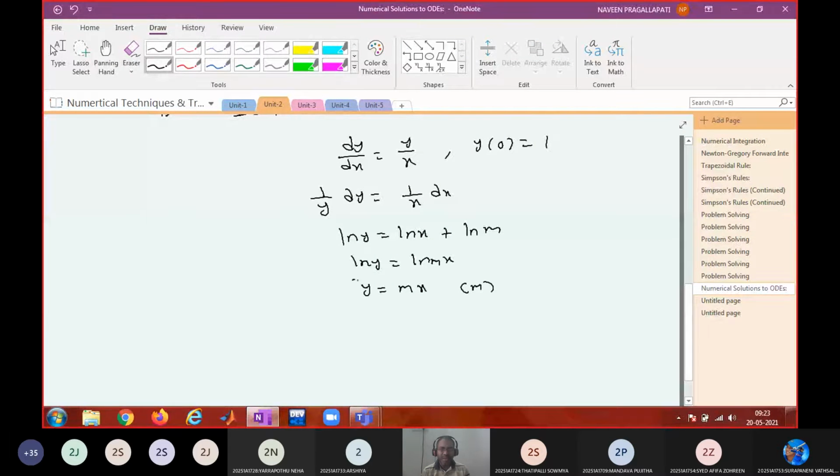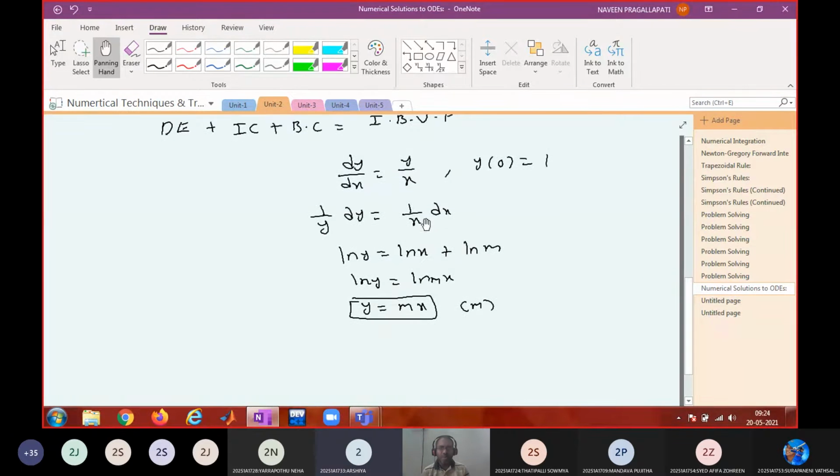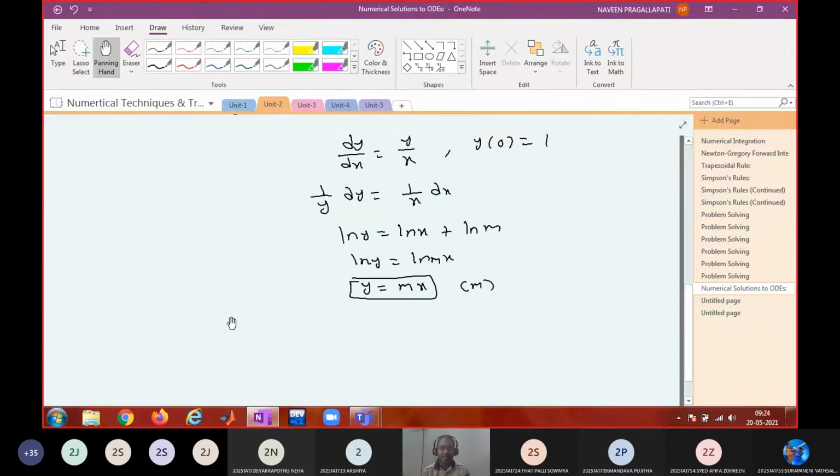So when I remove the logarithm on both sides, y equal to mx, where m is the arbitrary constant. What is this y equal to mx called for this differential equation? General solution. Now, which represents infinitely many solutions. They are nothing but the set of straight lines passing through the origin. But I don't want this general solution. I want a solution satisfying this condition. So now use that condition.